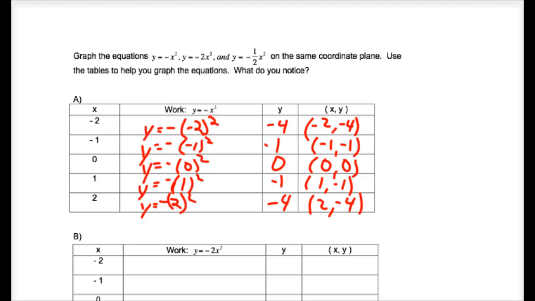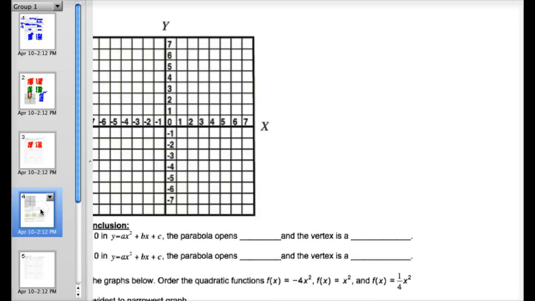Is there a graph for you guys on the next page? Yeah. It kind of stinks. We've got to go between pages, but that's okay. Okay, 0, 0.